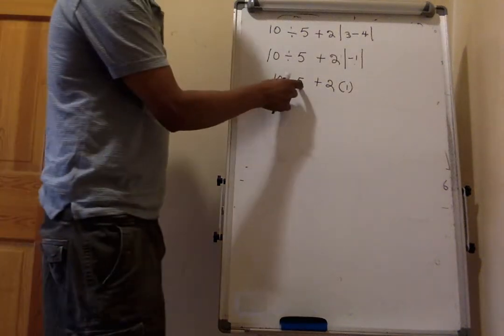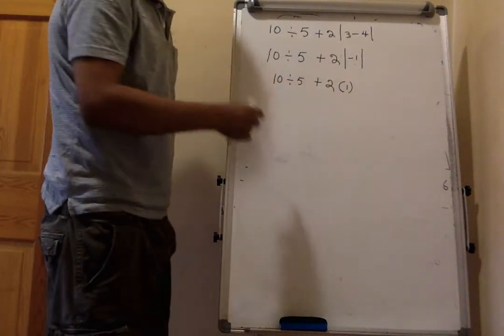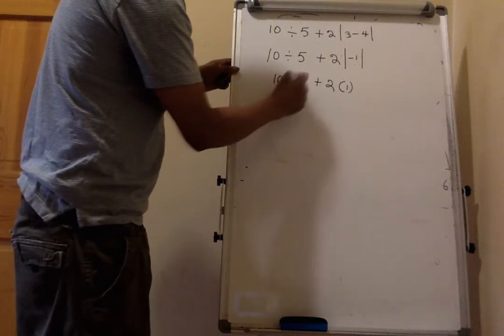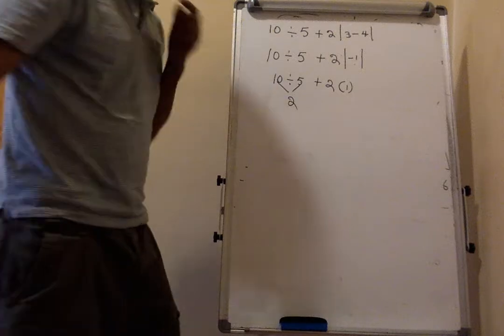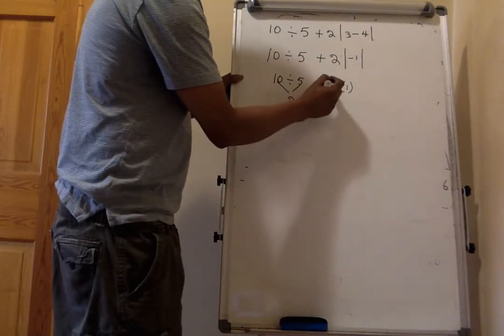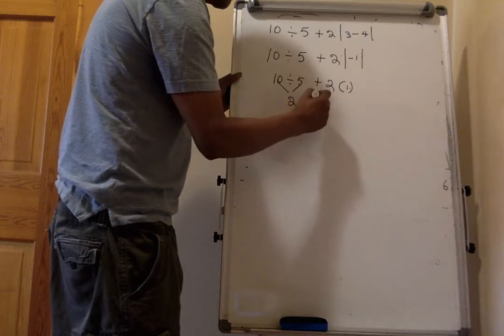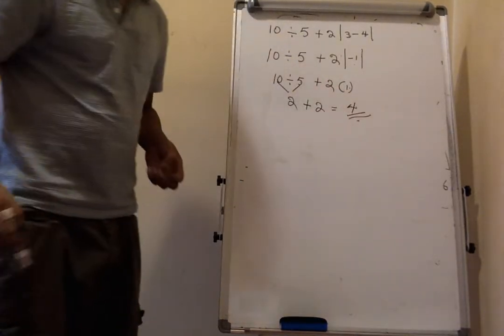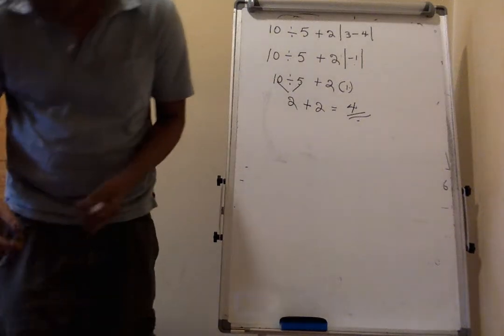Now you have what? Subtraction, addition, and multiplication. So go ahead and divide 10 by 5. 10 divided by 5 is 2. Don't add yet. Then multiplication is what? 2 times 1 is 2. And 2 plus 2 is equal to 4. And then you're done. Okay.